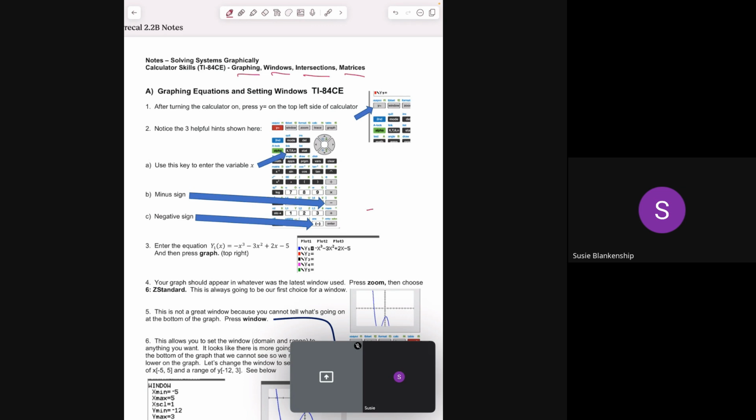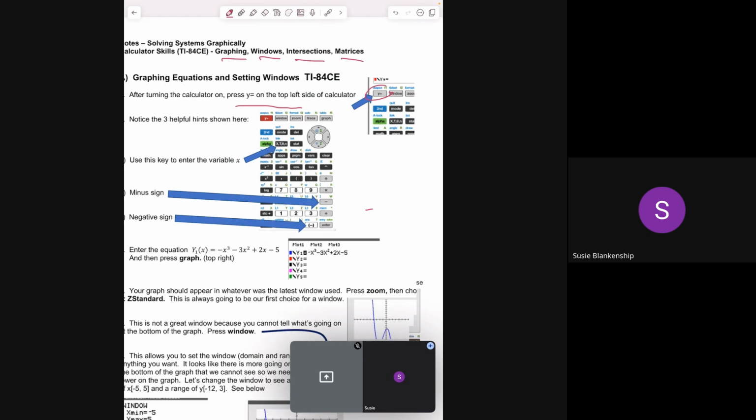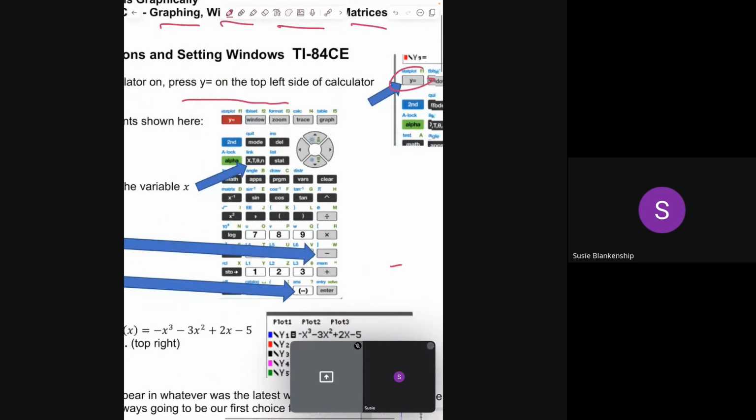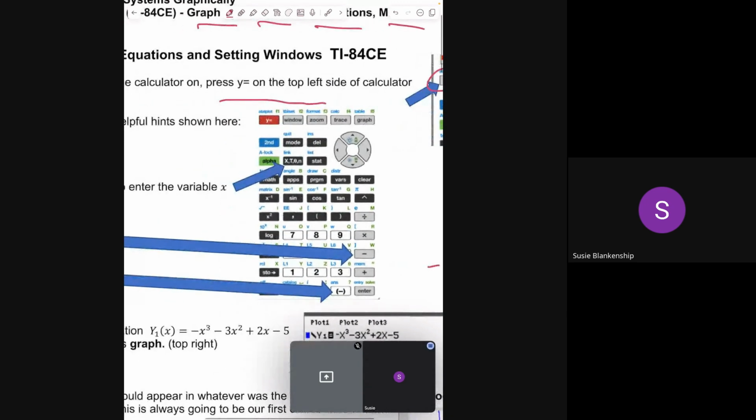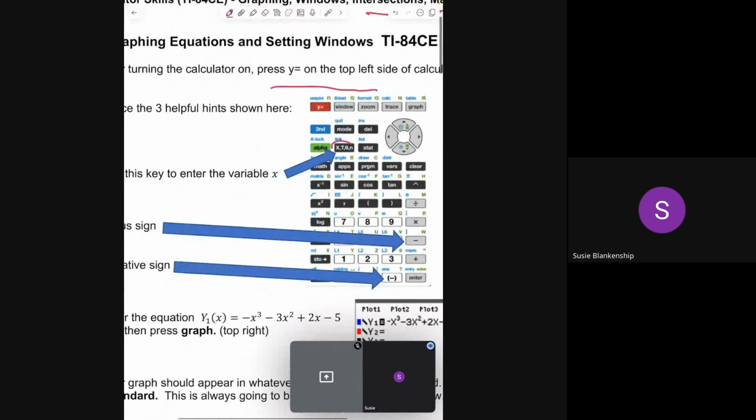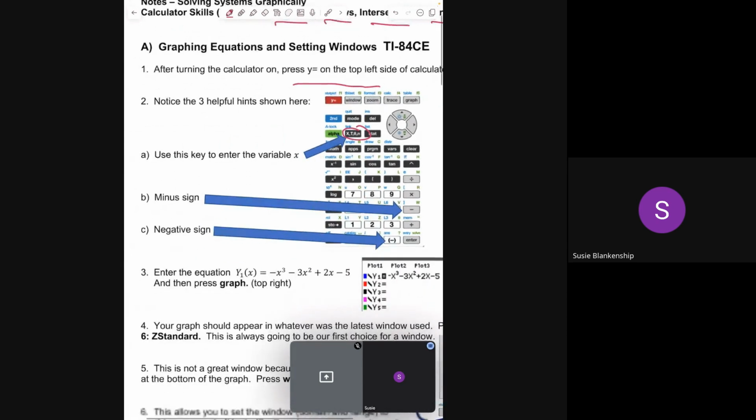So the first thing we're going to do, just kind of make sure you understand where things are. So get your calculator. I'm not going to go to it yet, but at the top left, there's the y equals. Okay. You have to know where that is. Here's where this key is for the variable x. Any variable that we're using, but we always use that one, so it's going to appear x. Know the difference when you're going to use the minus sign and the negative sign.